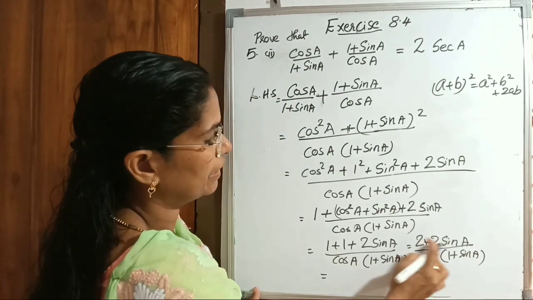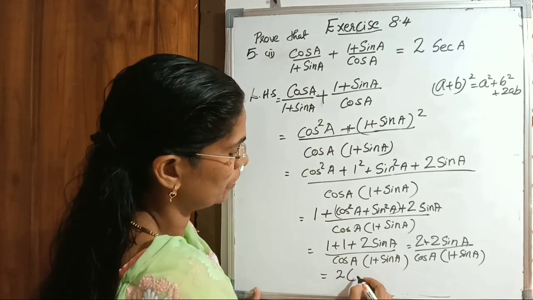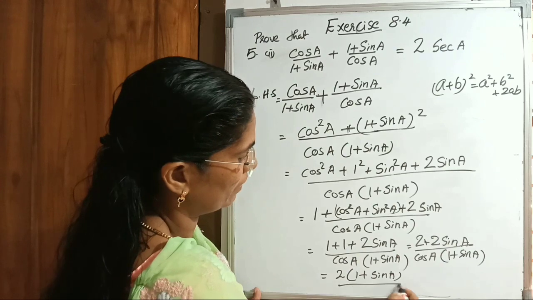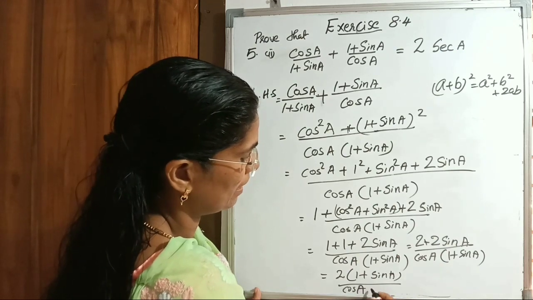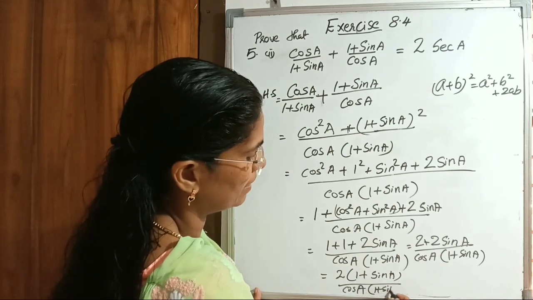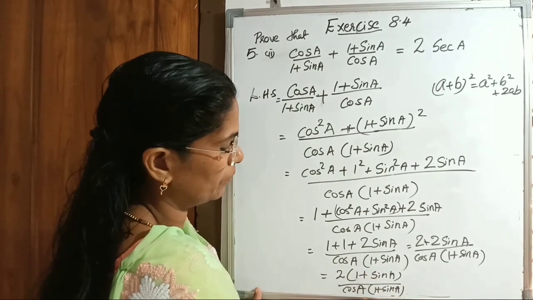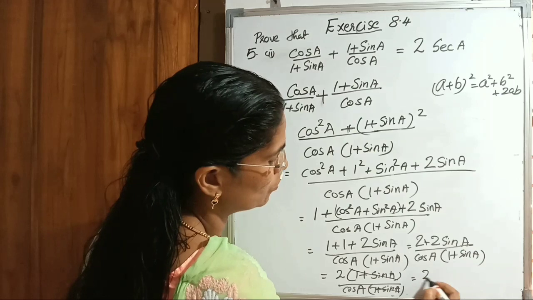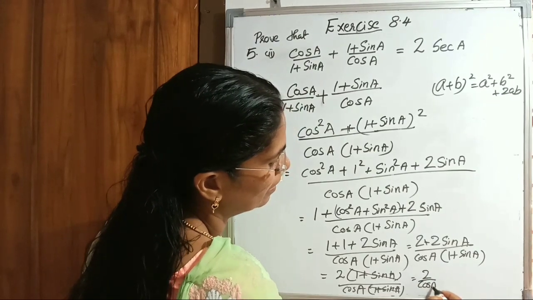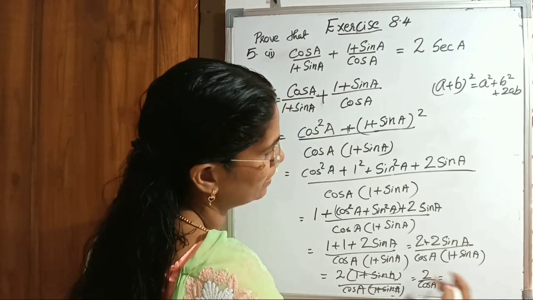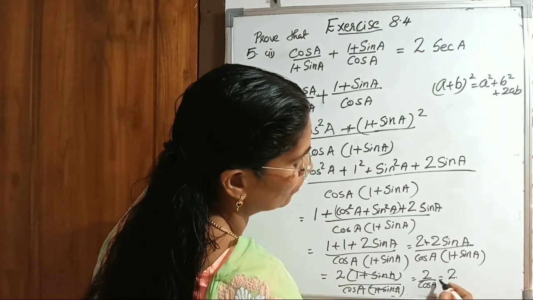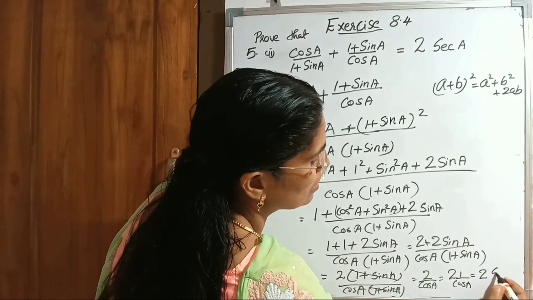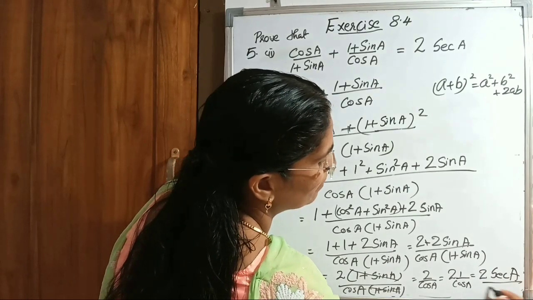Now from the numerator we can take 2 common. 2 into 1 plus sin a whole divided by cos a into 1 plus sin a. Now in the numerator and denominator 1 plus sin a is there, that we can cancel. So balance 2 by cos a. What is 1 by cos a? That is sec a. So we can write it as 2 into 1 by cos a, that is 2 sec a. This is our RHS.